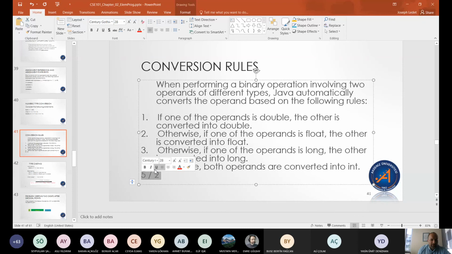Okay, so if we say, okay, fine, I'll do this. Right? Now, this is a double, so what happened? The operand is a double, the other is converted. So then this gets converted into a double, and now I'm able to do 5.0 divided by 2.0. It's going to result in a double type output. Okay?